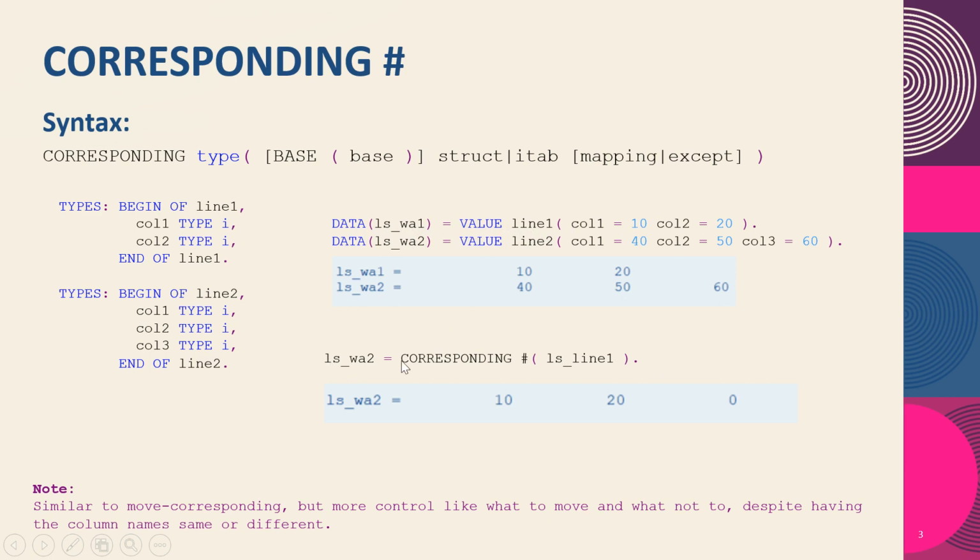Let's trigger this statement: work area 2 equals CORRESPONDING line 1. What will happen? Work area 2 has three fields, and work area 1 has two fields. What happens? A simple MOVE-CORRESPONDING runs and the values are copied. As it has two fields, the corresponding 10, 20 got copied, and for the third field, column 3, there is no value in line 1, so it became 0.